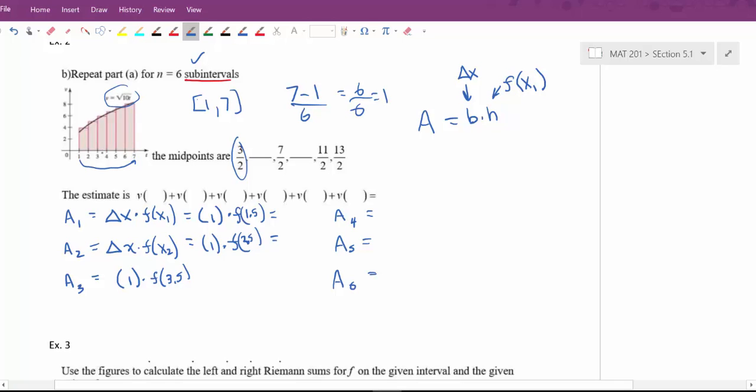3.5, the midpoint, halfway between 3 and 4, right? Go to the next one. A4 is going to be 1 times f of what? Halfway between 4 and 5. A5 is going to be 1 times f of halfway between 5 and 6. And then A6 is going to be 1 times the function value of 6.5, like that.